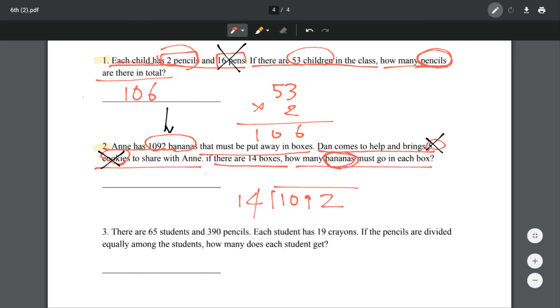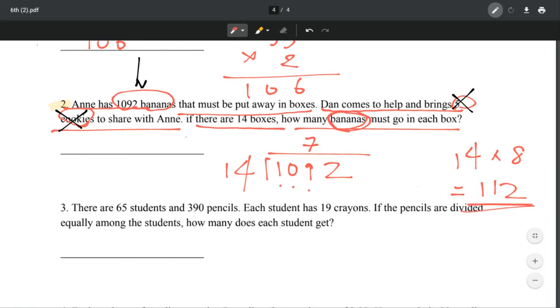We have to figure out how many 14s go into it. 14 doesn't go into 1, so we move on to 10. 14 doesn't go into 10, so now we figure out how many 14s go into 109. The maximum number of times it will go in is 7, because 14 times 8 is 112, which is larger than 109. So we know that it's 7. And 14 times 7 is 98.